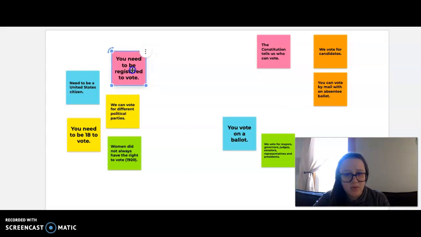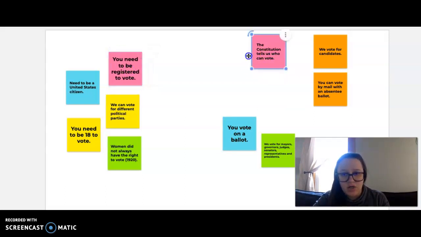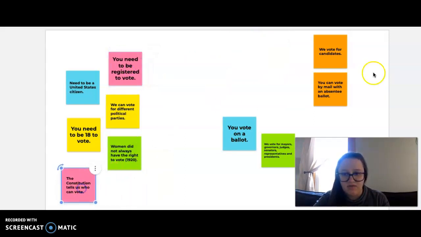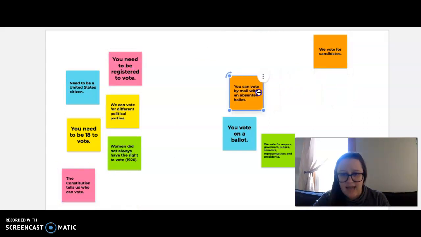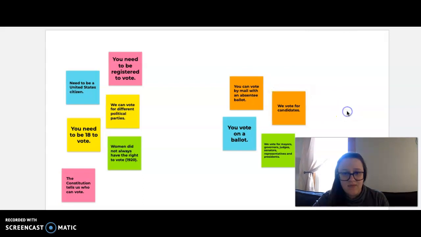You need to be registered. Constitution tells us who can vote. This is how to vote. Who we vote for. Okay, so I have 2 categories. So this category is who can vote. And this category over here is how to vote and what you use to vote and who you vote for. So I separated all those.